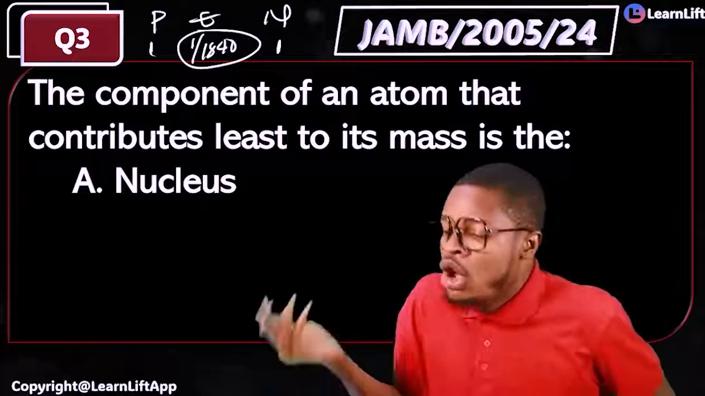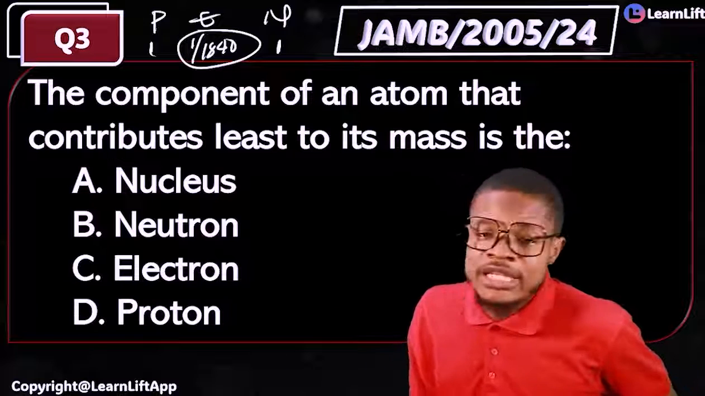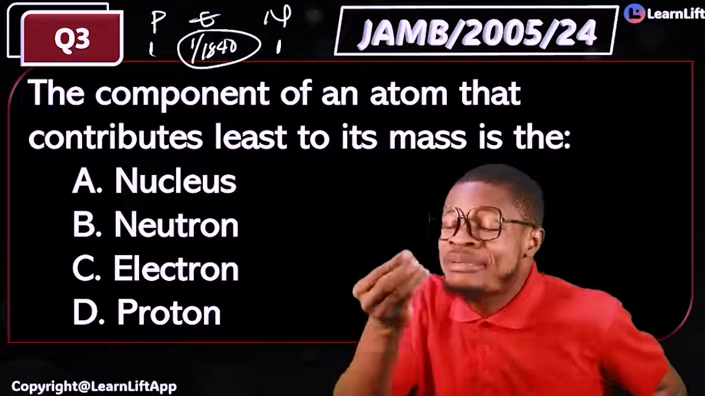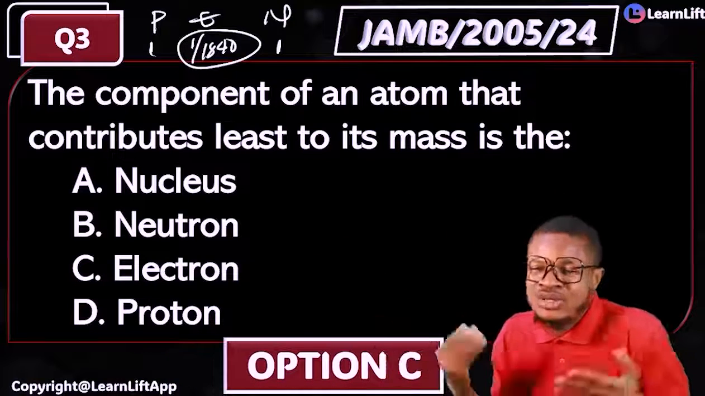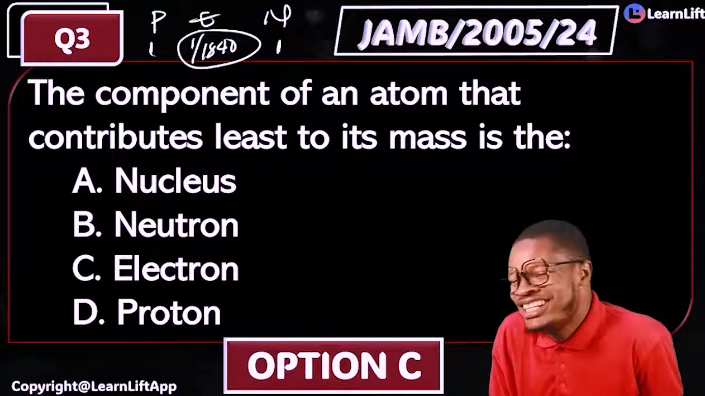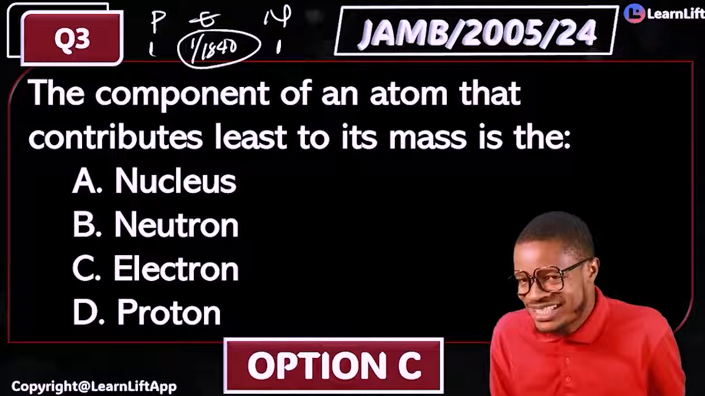Option A is nucleus. Option B says neutron. Option C says electron. Option D says proton. Which one will contribute the least mass? What is the answer? Electron. Option C. So you see, very easy, simple, cheap, and direct.